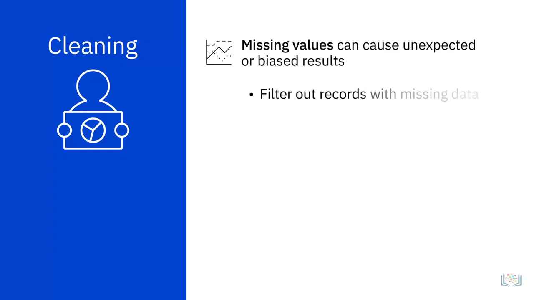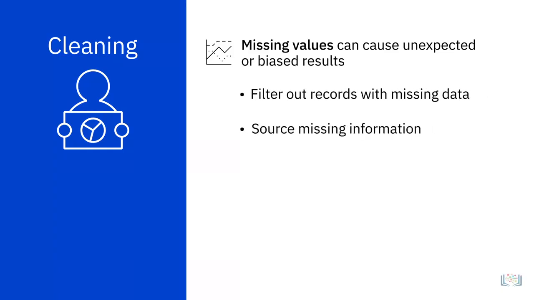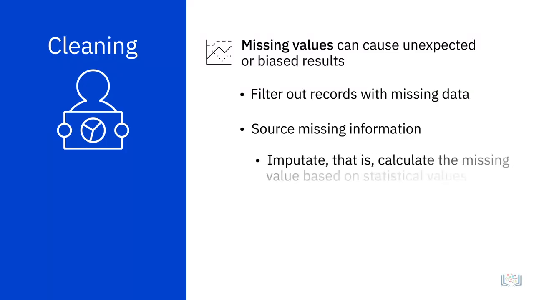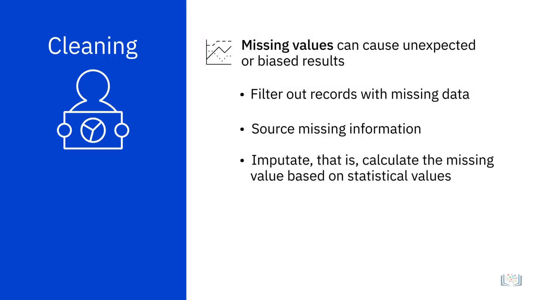You can choose to filter out the records with missing values or find a way to source that information in case it is intrinsic to your use case. For example, missing age data from a demographic study. A third option is a method known as imputation, which calculates the missing value based on statistical values. Your decision on the course of action you choose needs to be anchored in what's best for your use case.